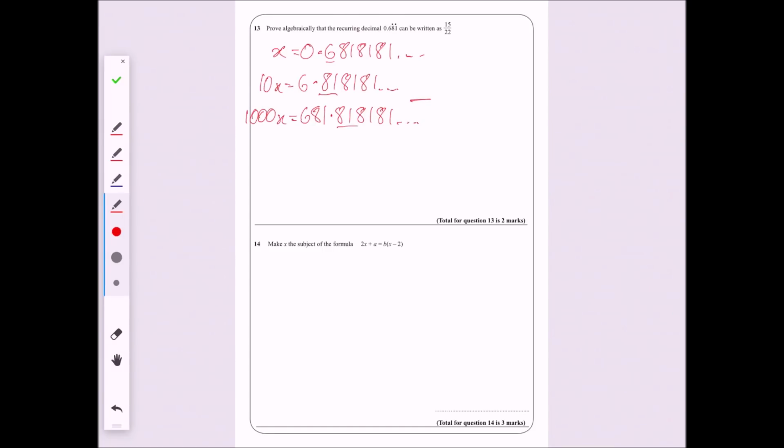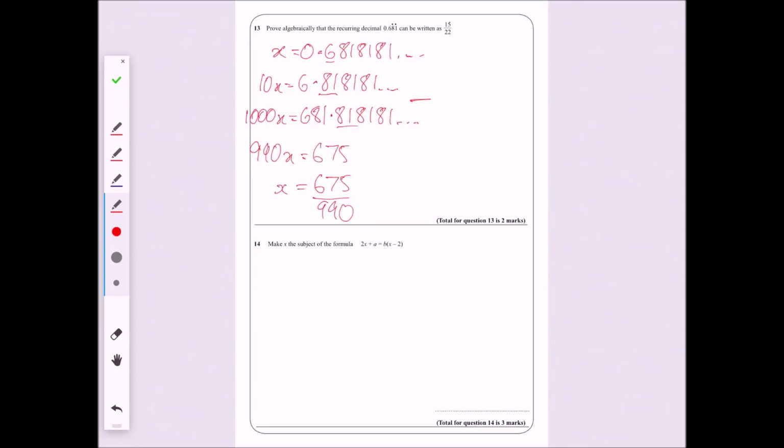So when I take these two away from each other, I'll end up with 990x, and 681 take away 6 is 675, and the 0.81s will disappear. And that's the whole point of doing that bit. So to work out x, divide by 990, so we get that. Now, we've just got to cancel down, okay?